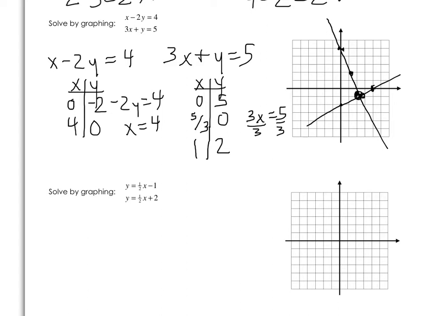Because the point where those two lines cross, that point (2, -1), is a solution to both equations. So it's a solution to the system. We have to graph both lines. We have to look at the point where they cross, and we have to write the coordinates of that point.